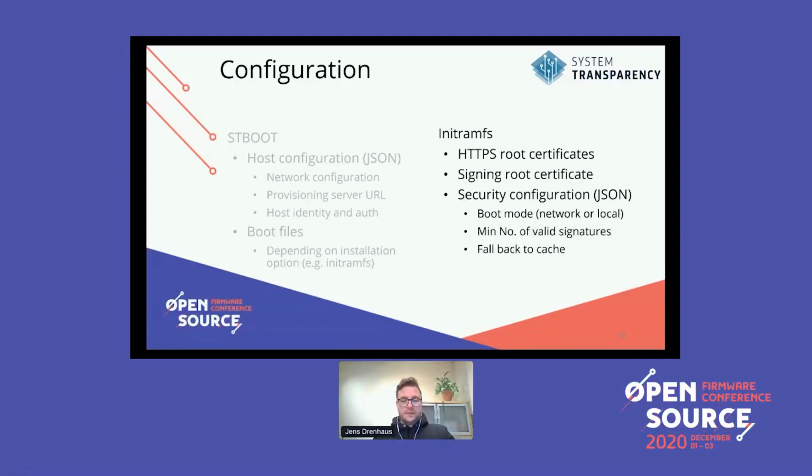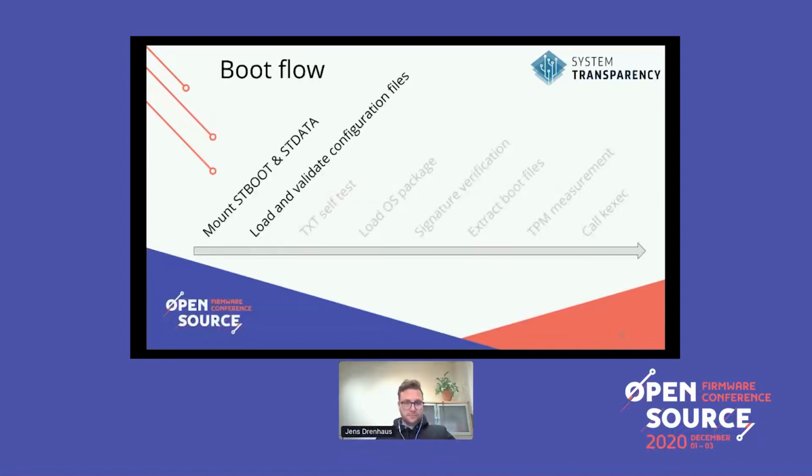Okay, that's it for the different components. Let's see how all this works together now by taking a look at the boot flow. The first steps are quite straightforward. Mounting stboot and stdata partition and checking for all required configuration and data files and validate them. Next up, a TXT self-test is performed to evaluate if the host is capable of Intel TXT. Now the OS package is loaded either from the stdata partition or from the network by establishing a connection to the provisioning server.